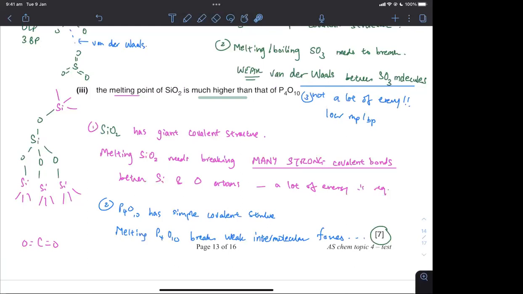Hopefully that makes sense. Identify the structure, identify what you need to break. Use the correct adjective so that you're comparing strong and weak, and you're thinking in terms of the energy required to break whatever you need to break, depending on the structure there.